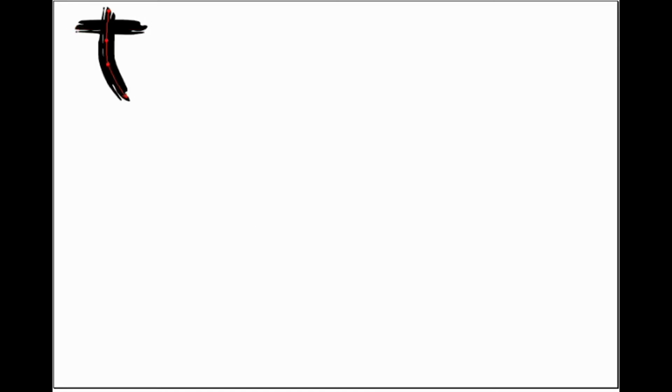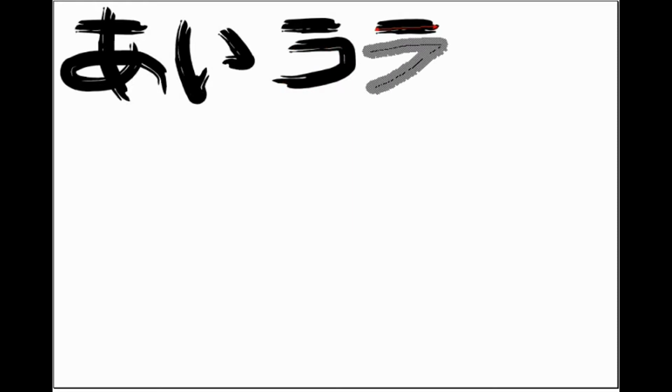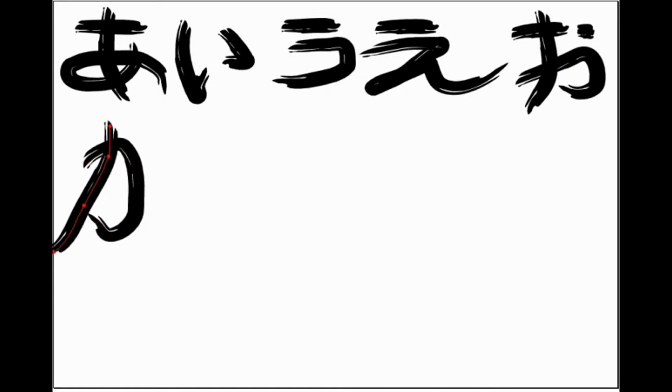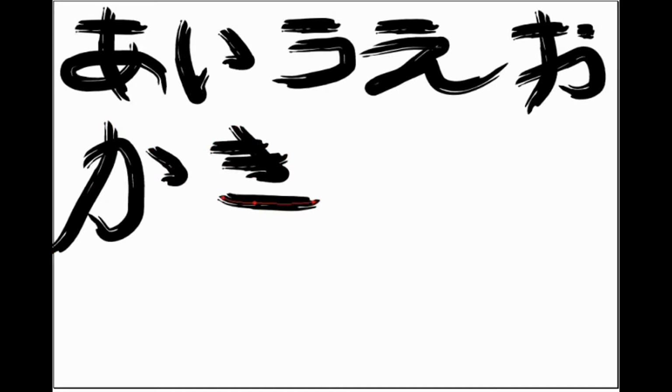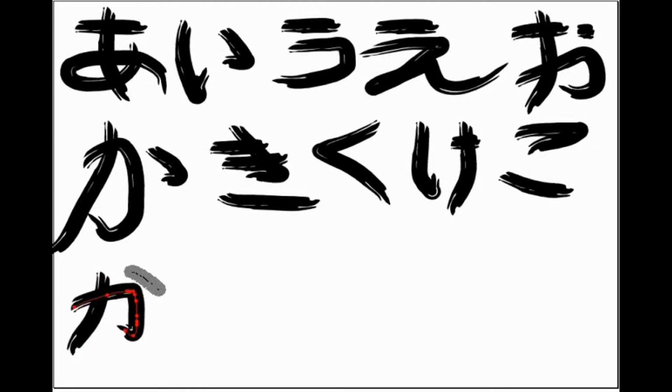Now we're gonna go over it again. Here is a, e, u, e, o, ka. I did a little out of order. It's alright. Ki was done perfectly. Here's ke, ko, and ga.